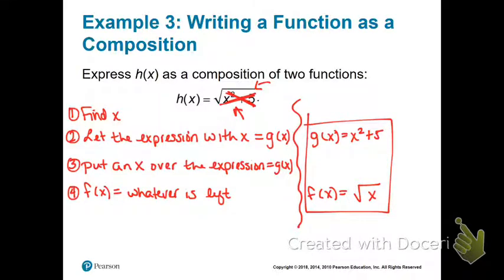Now you can check it. You can find the composition. If you do f composed of g of x, remember f is your skeleton, so square root of x, and plug in the g of x, which is the x squared plus 5. Is that the problem we started out with at the top? It was. It was the original problem, so therefore we know that we did it correct.